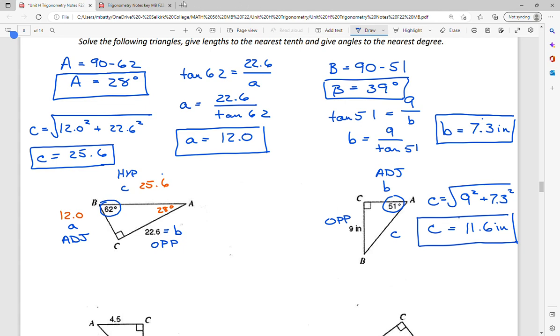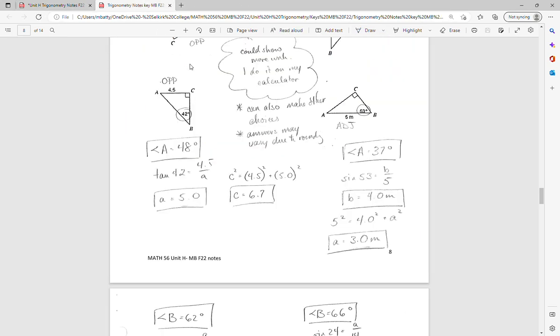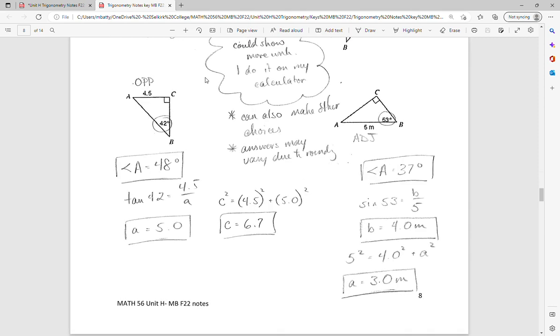I'm going to switch to my answer key. I tried to show most of my work as we went through these. I could show more, but I tend to do it on my calculator. And you can also make other choices. If your answers are close, but off just slightly, that could be due to rounding as you go. So here's the bottom two on page 8.